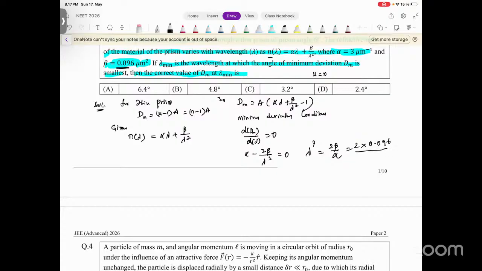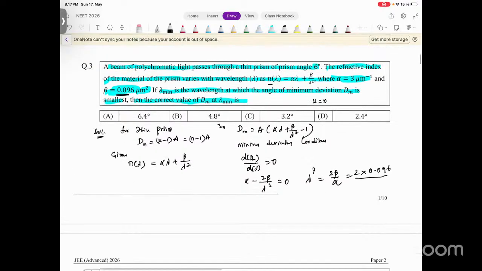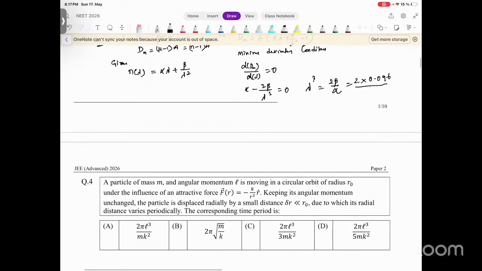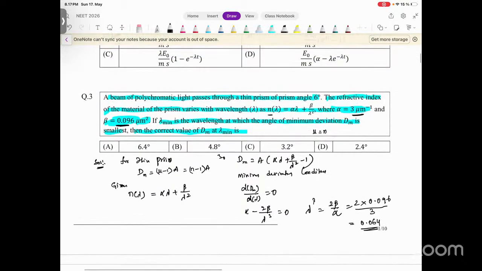Divided by the alpha value. What is the value of alpha? What is given for alpha in the problem? Oh yes, alpha is given as 3. So that is given in the problem as 3. So this is 2 by 3 into 0.096, approximately 0.064. This will be the answer: 0.064.